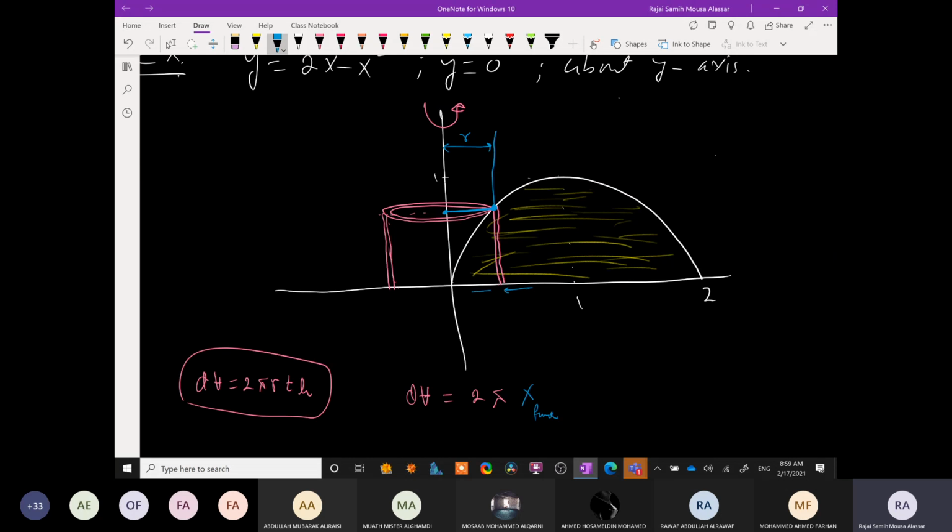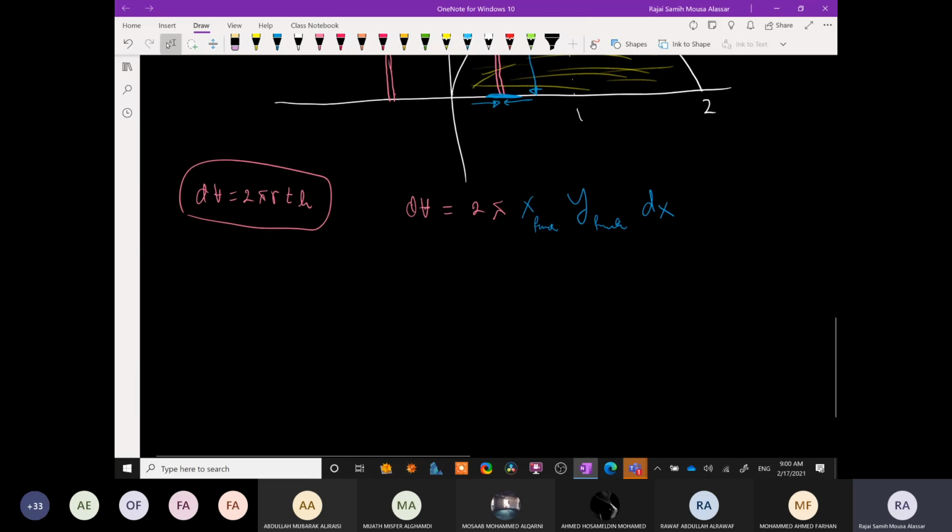What is this thickness here? Delta x. Very, very good. And now this is the height, your h, which starts from the x-axis until you hit the function, which is y of the function. That's it. Are we integrating with respect to x or y? To x. So what is y of the function? It's 2x minus x squared, correct? So now dV is going to be 2 pi x times (2x minus x squared) dx.